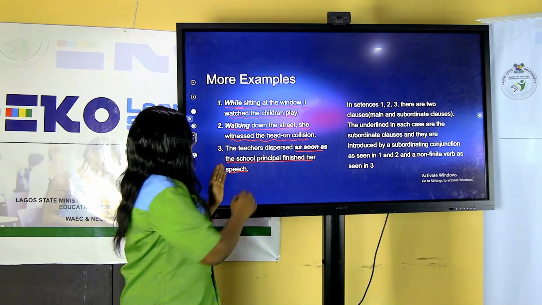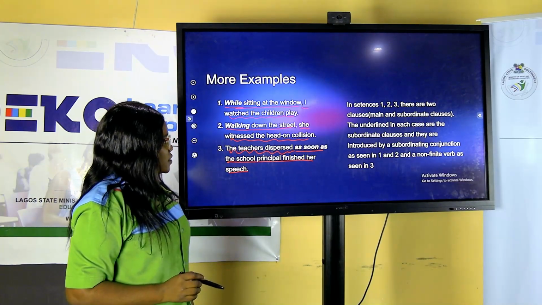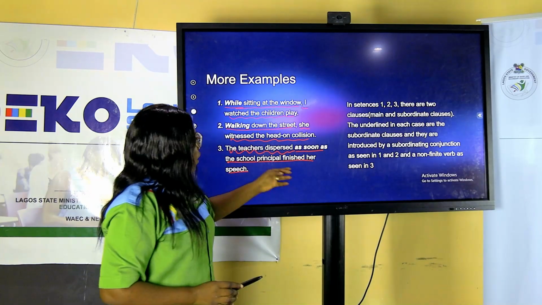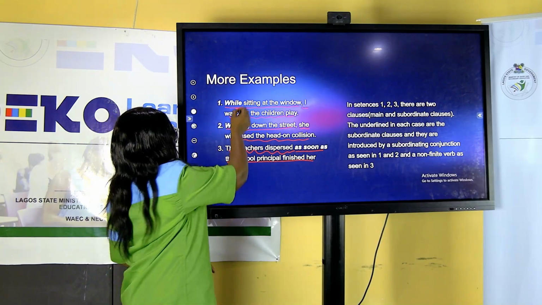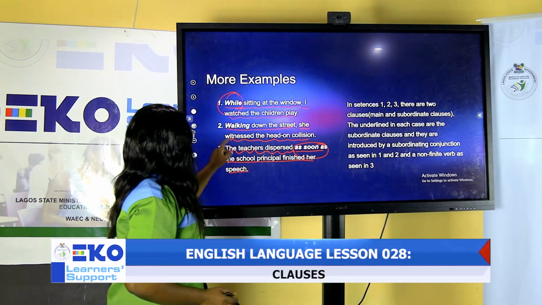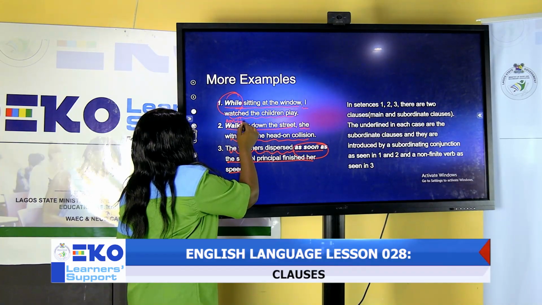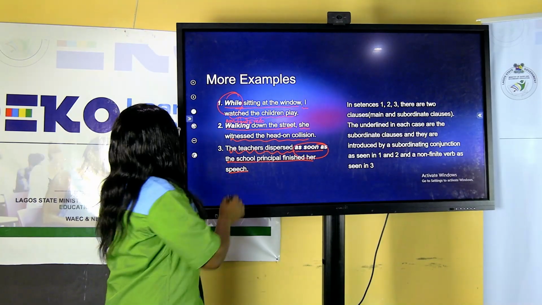The main clause is, okay, the teachers dispersed. Just as we have explained here. So number one, the underlined in each case are subordinate clauses and they are introduced by a subordinating conjunction, as seen in 1 and 2. 1 and 3, okay? Subordinating conjunction, subordinating conjunction. And then what do we have here is a non-finite verb. Okay? Let's move on.